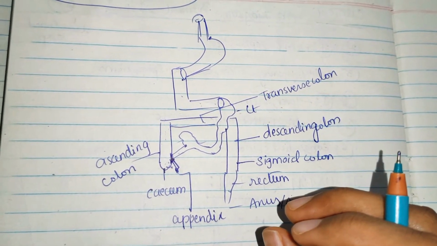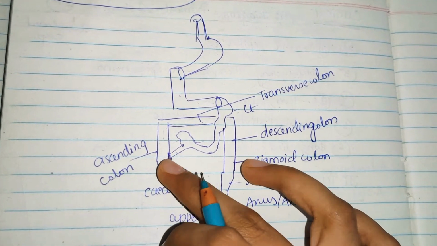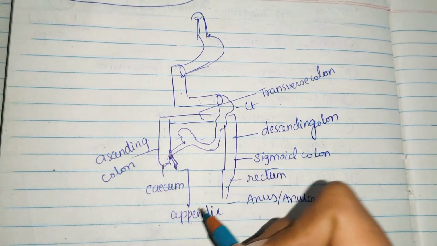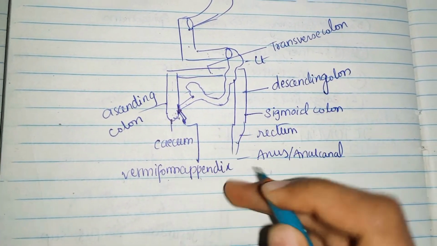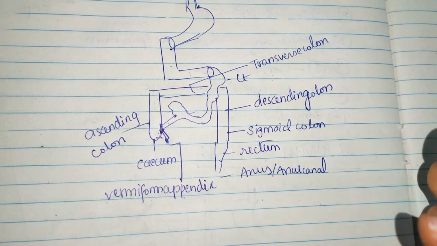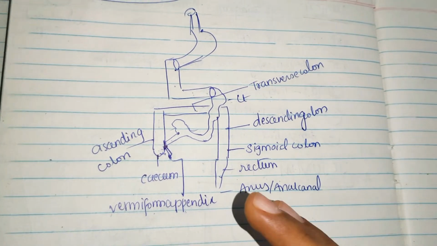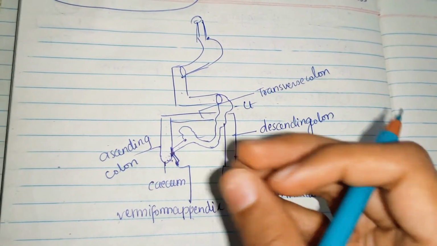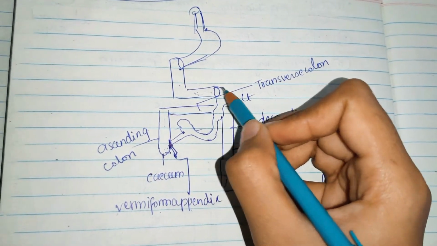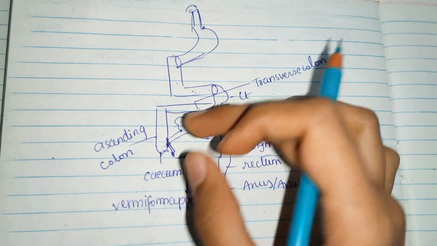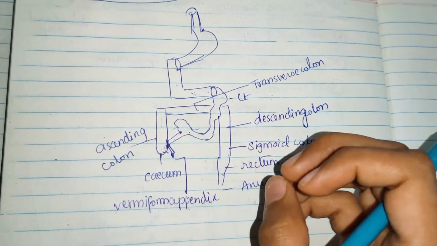In the angle between the cecum and the terminal part of the ileum, there is a narrow diverticulum called the vermiform appendix. Now let us see some relevant features of the large intestine. The large intestine is wider in caliber when compared with the small intestine. Here the small intestinal parts, duodenum, jejunum, ileum, are smaller. But the large intestine has a larger lumen and also a larger caliber.